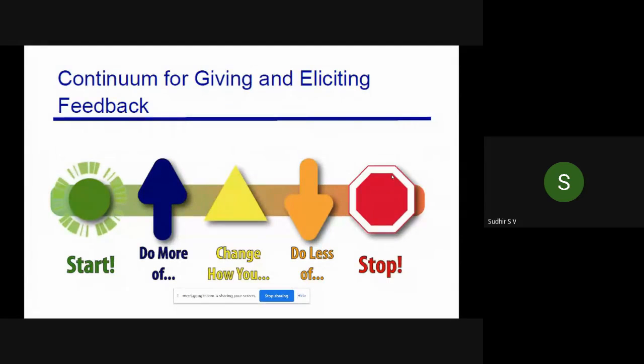Right? There are certain things you are doing wrong and you have to do less of, right? Do less of. What do you want me to stop completely, right? So all these things you have to mention when you are giving feedback or you are collecting feedback. You should ask specifically for employees.